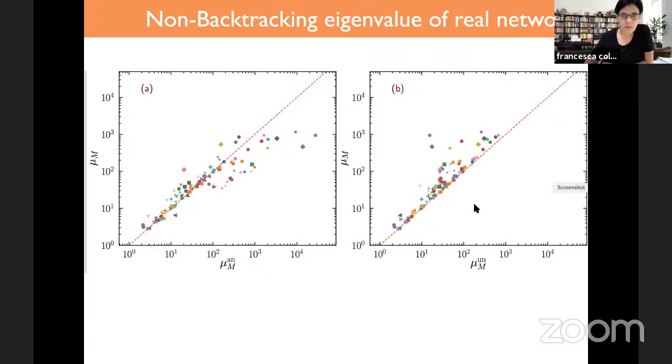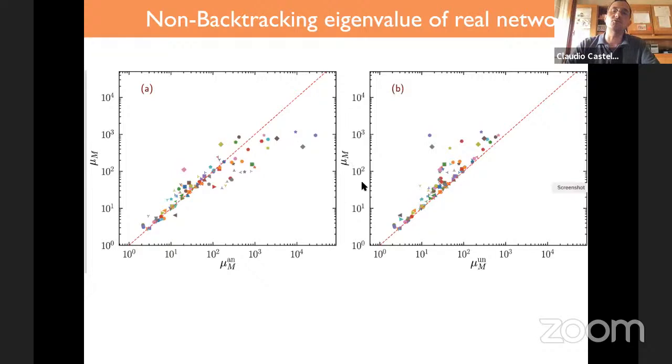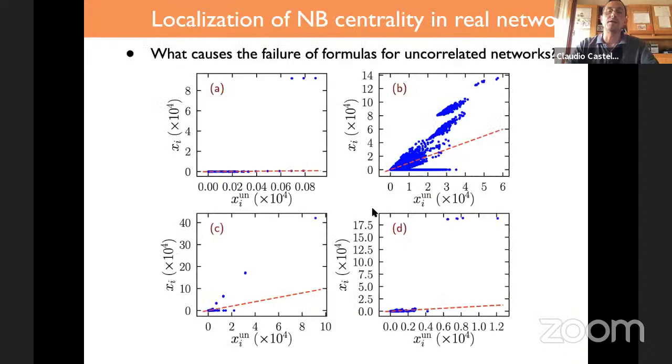The problem is that if you try to check whether these theories work for real networks, you find a failure in different ways, but these predictions do not work. So what is the problem? You realize immediately here that there is a problem because there is some sort of localization.